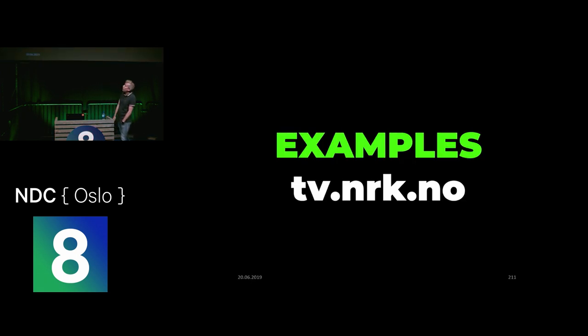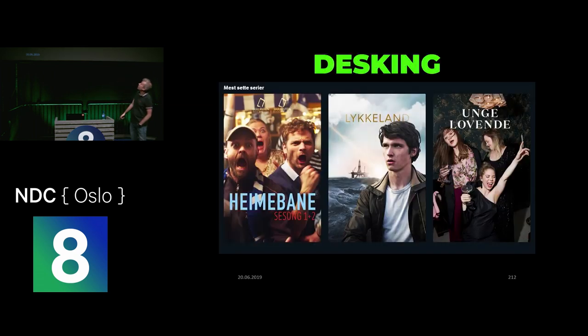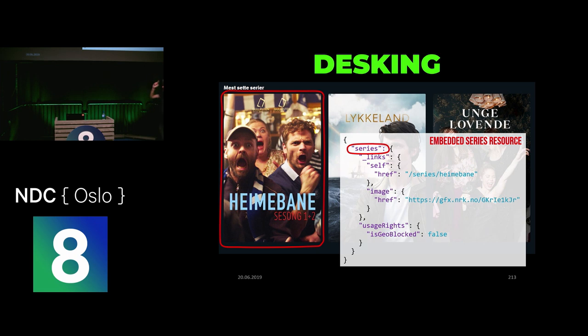Okay, so more concrete examples from tvnrk.no. So basically navigating the player API from the perspective of our web client. So what you typically do is that you start in the desking context, something like this. And you present some different kinds of options. And this will be backed now by embedded series resources to present options to the user.